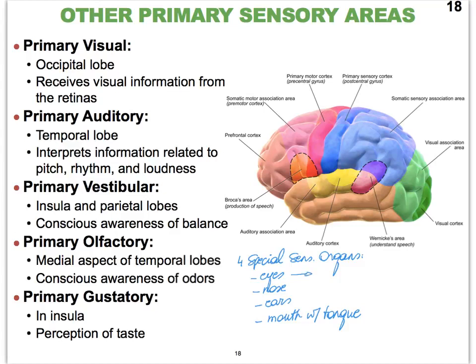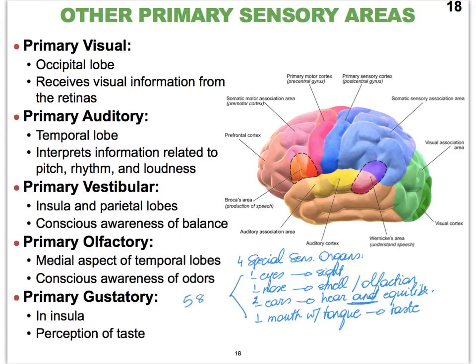So our eyes are responsible for sight. Our nose is responsible for smell. What is the fancy word for smell? Olfaction, right? Our ears allow us to hear, and our ears are responsible for detecting equilibrium or balance changes. So there are 2 special senses: 1 special sense for the eyes, 1 for the nose, but 2 for the ears, and then the mouth or tongue is involved in taste. So we have a total of 5 special senses.